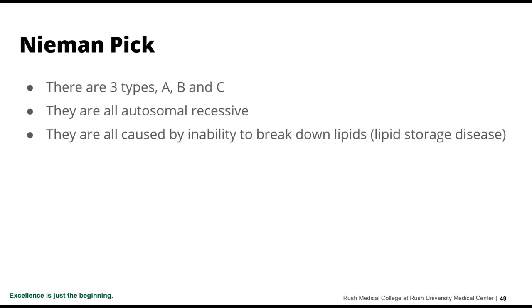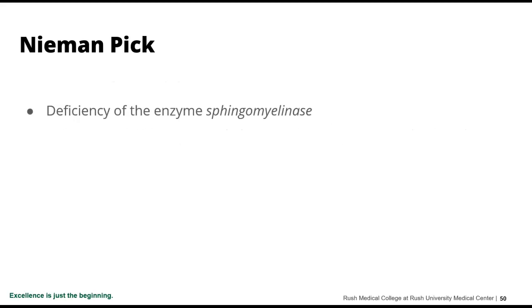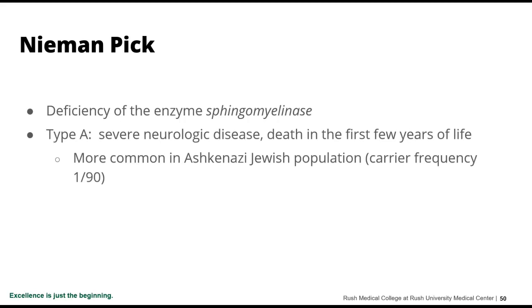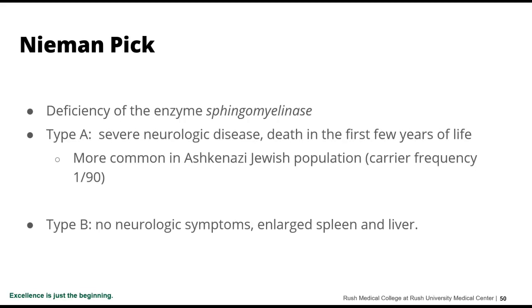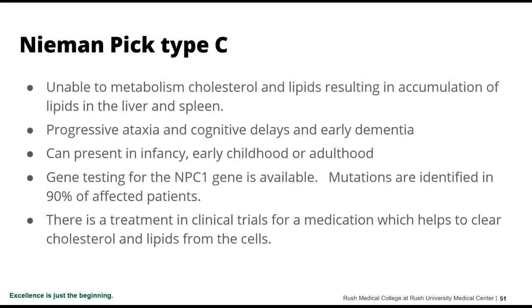Niemann-Pick. There are 3 types, A, B, and C. They're all recessive. They're all different enzymes. And they're all caused by inability to break down lipids. So it's a deficiency of the enzyme sphingomyelinase. Type A, more severe, Ashkenazi Jewish population, carrier frequency 1 in 90. Type B, no neurologic symptoms.